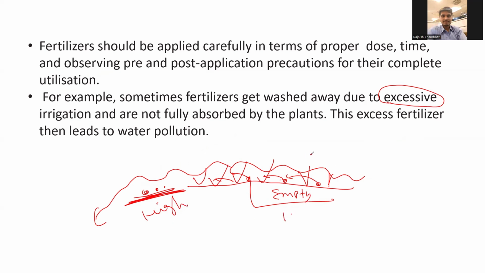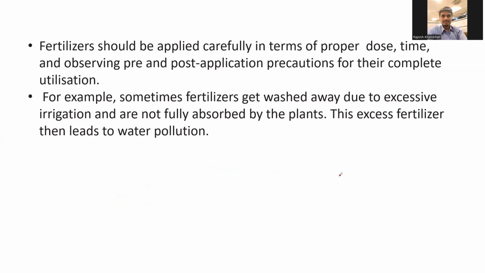So in this area, the plant will grow very little. And in this area, if it is very high, the plant cannot grow. Excessive fertilizer is also harmful to the plant. So the irrigation should be under control.